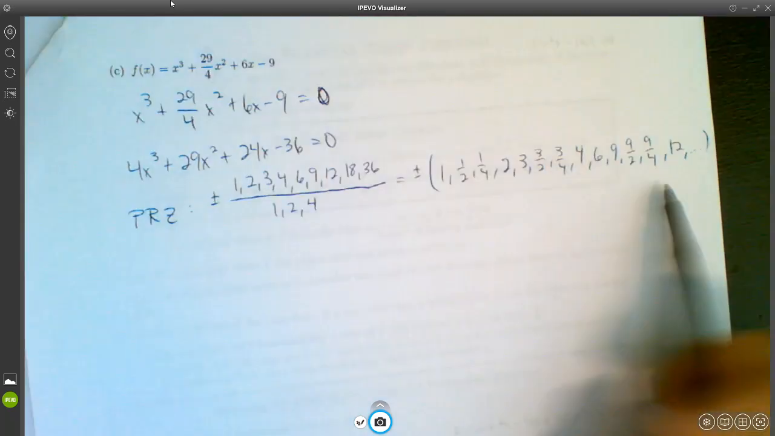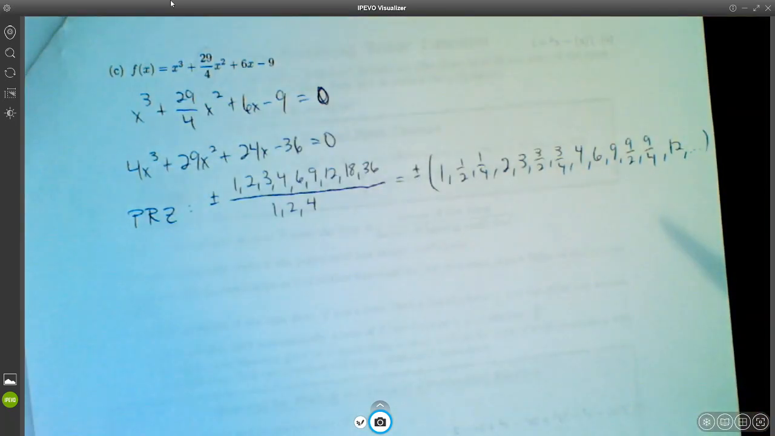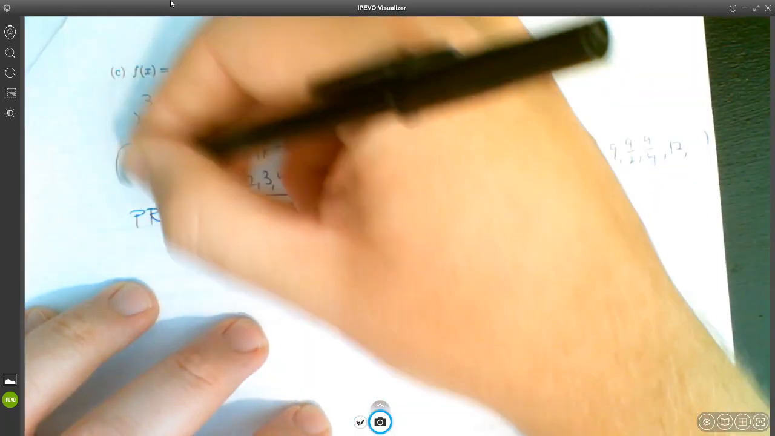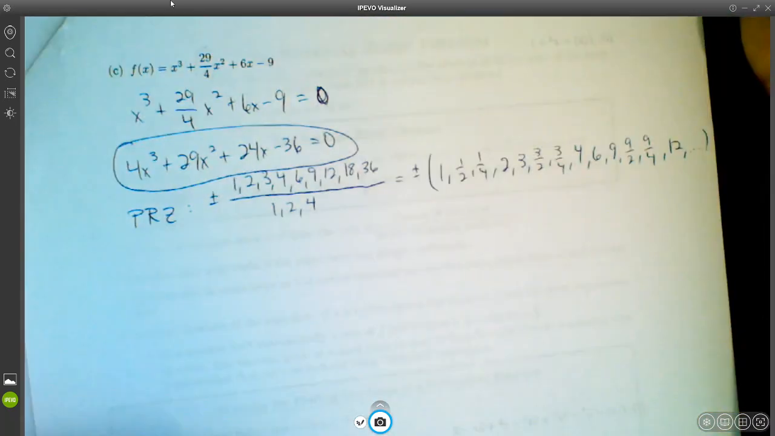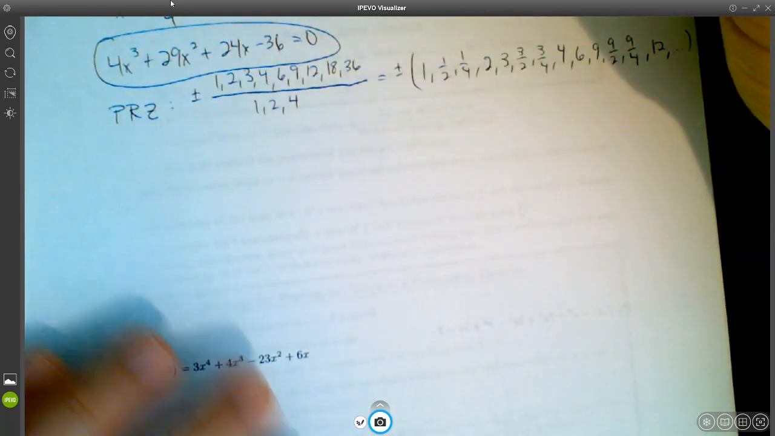because I've got plenty of things to try out, so let me just start trying some stuff. Again, I'm going to do this on this polynomial here, not the original. Okay, so let's try out 1. Let's see if 1 is a 0.